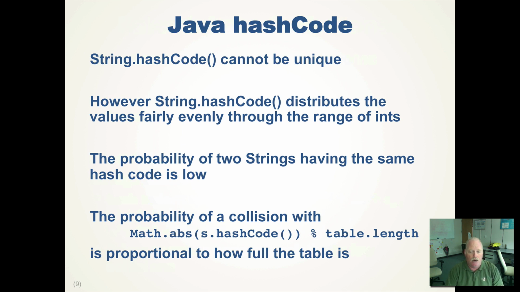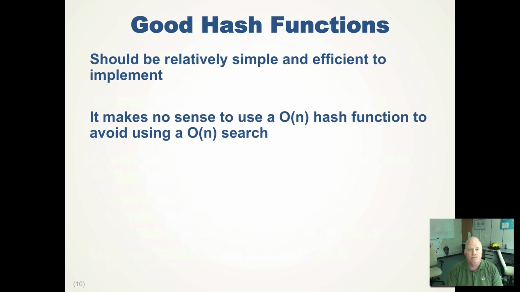Now the probability of collision with this particular algorithm is proportional to how full the table is. If there's nothing in the table, there are no collisions. If there's one thing in the table and the table length is 1, then you have a guaranteed collision. If the table length is 1,000,000, then you have a 1 in 1,000,000 chance of a collision. So it's proportional to how full the table is.